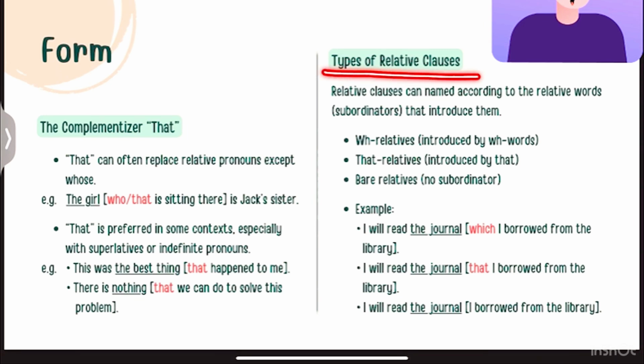Finally, the types of relative clauses. There are three types. The first one, the WH relative, with a WH word. The second, that relative, with that. And the last one, bare relative, with no word. Example: I will read the journal which I borrowed from the library, or I will read the journal I borrowed. That's the same meaning. That is the end of my presentation about form.